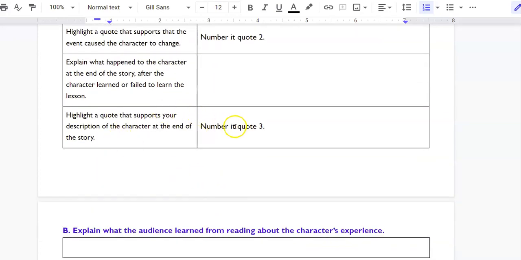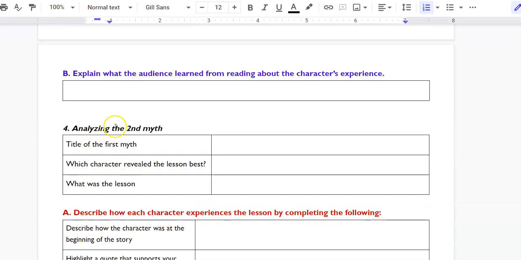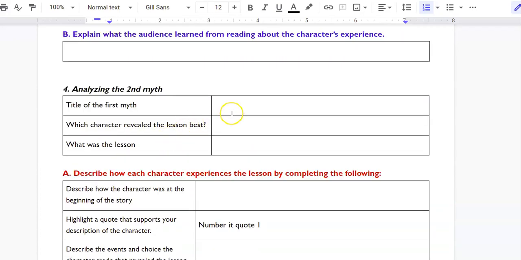And then a quote that supports that. And then part B is really important. And that is explaining what the audience learns, right? So what is the lesson the audience is supposed to learn from the character's experience, right? So, maybe Echo, Narcissus, Icarus learned their lesson too late, but Hercules and Midas didn't learn their lesson too late, right? And so either way, the audience learns a lesson from it. And then you're analyzing the second myth the exact same way.